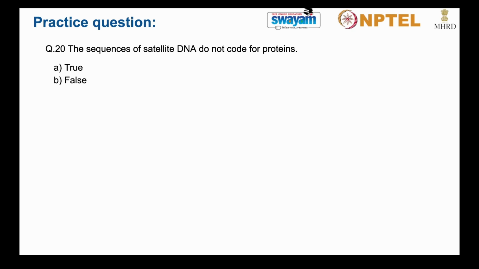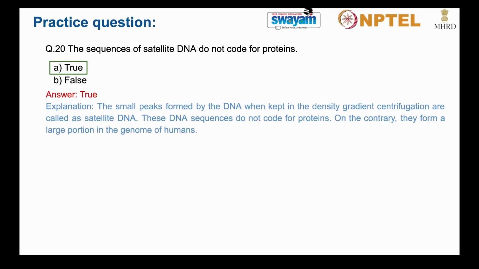Many people are quite confused. Some people are saying option A is right. Okay, let's see. The correct option is option A, which says it's true. The sequences of the satellite DNA do not code for proteins. As I've already told you, these are the DNA sequences that are specifically present in the telomere regions as well as in the centromere regions.